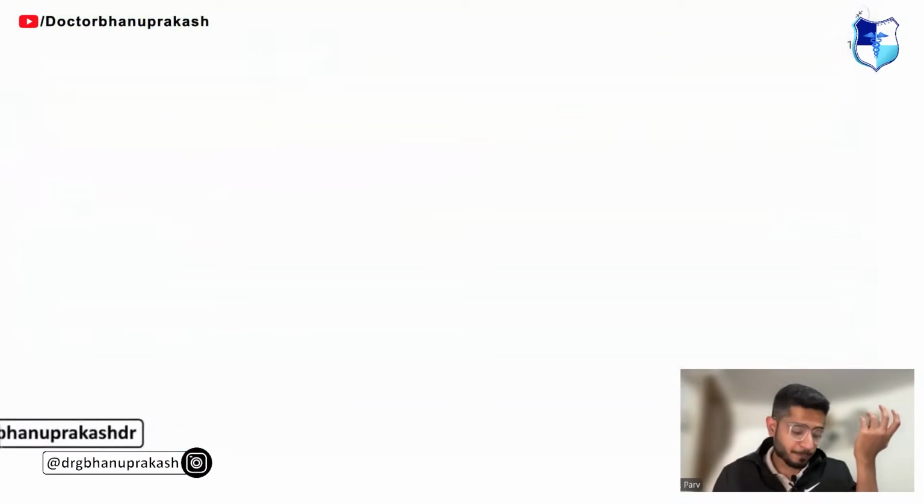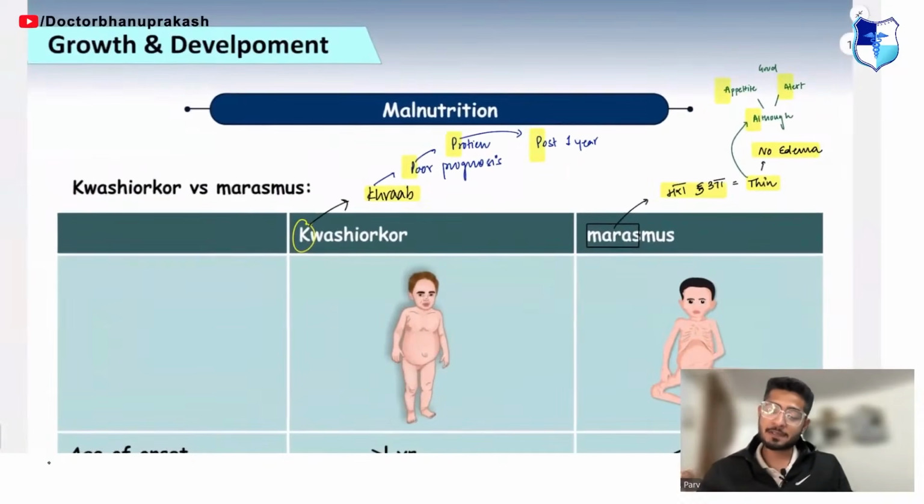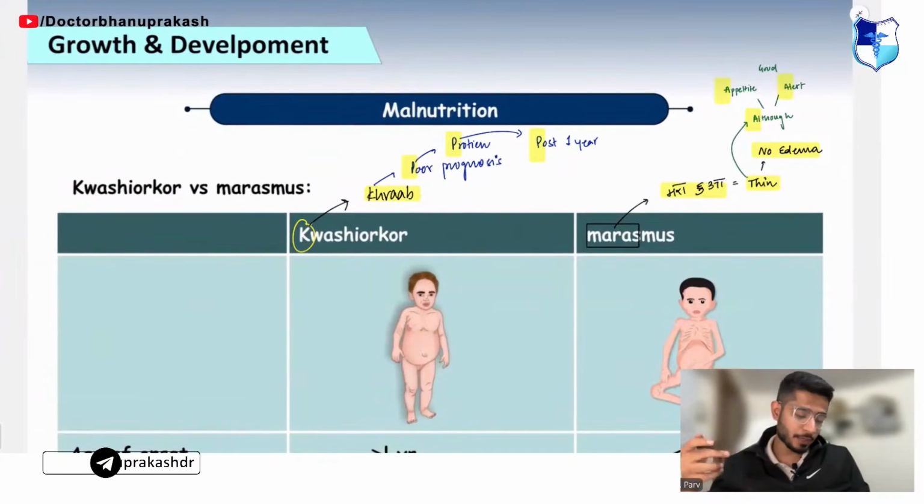Clear? Okay, coming on to kwashiorkor and marasmus. So we are in growth and development, long way to go. Let's finish the things very quickly. So this is kwashiorkor, this is marasmus.